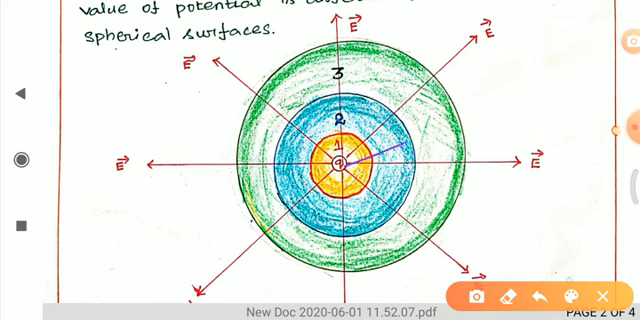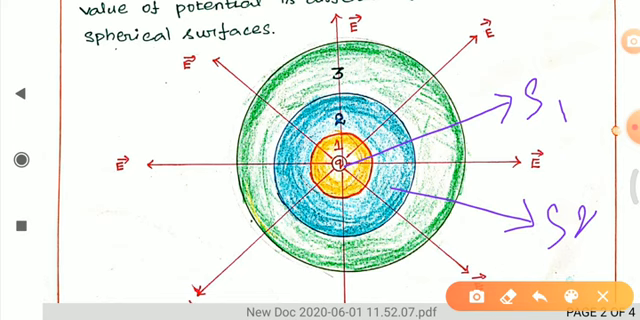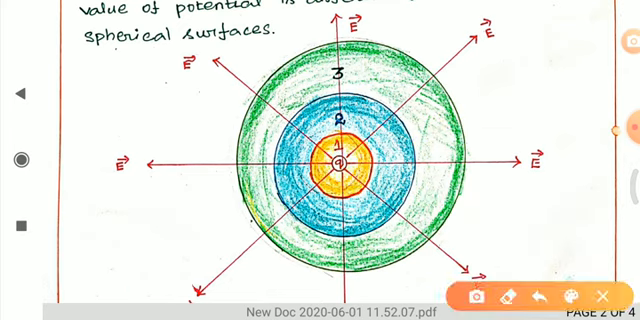One is orange at the center, and this is surface 1. Okay, then next one is blue, this is surface 2. Then third one is green, this is surface 3. So for the first surface, it has some distance r. If we consider the second surface, it will be extended than r1. So the distance for the first surface can be considered as r1, for the second surface r2, and for the third surface r3.